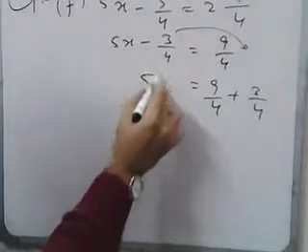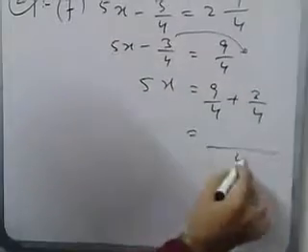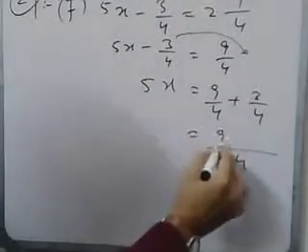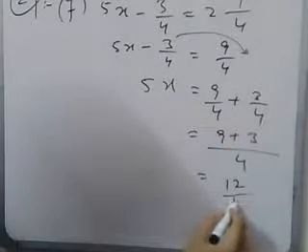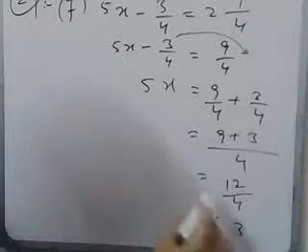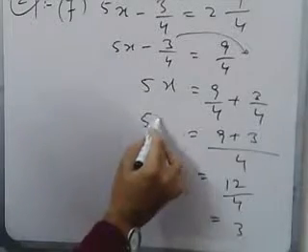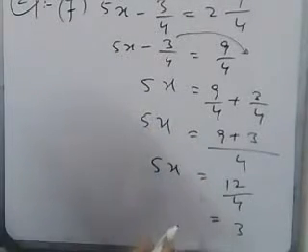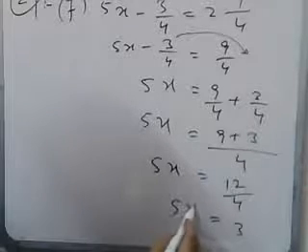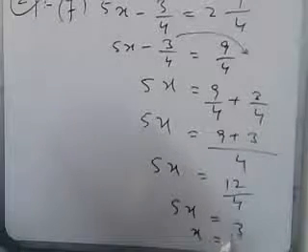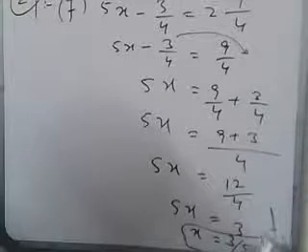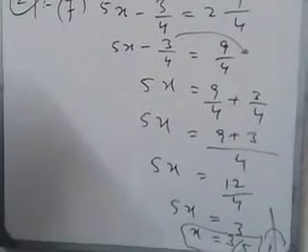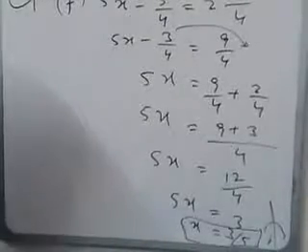Sign should be changed here. So whenever you have to solve, there is your LCM 4, 9 plus 3, you will get 12 by 4, and 4 3s are 12. That is your 5x, and you have to find the value of x. Now the value of x is, you have to divide by 5 here, 3 by 5. So here is your solution. Now coming to the next part.